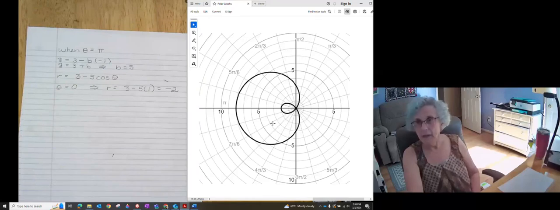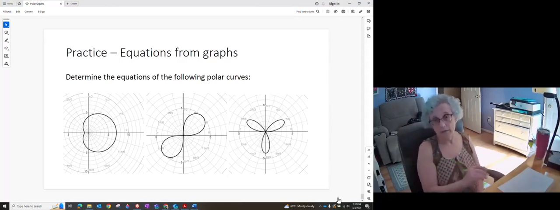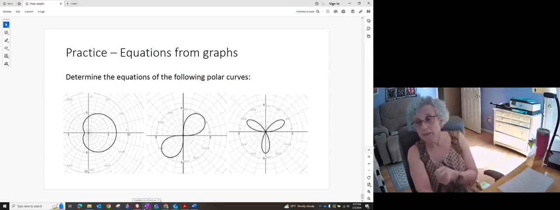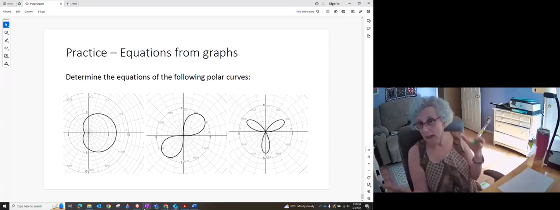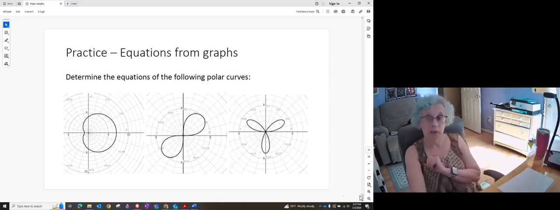Okay, I'm going to make this smaller and then we'll pull up the ones for you to practice. Okay, look these over, give them some practice. Identify the type of graph. You've got a dimpled limacon, you've got a lemniscate, and you've got a 3-petaled rose. So you have a good idea of what your format's going to be. Try them all. We'll come back and we'll compare answers.